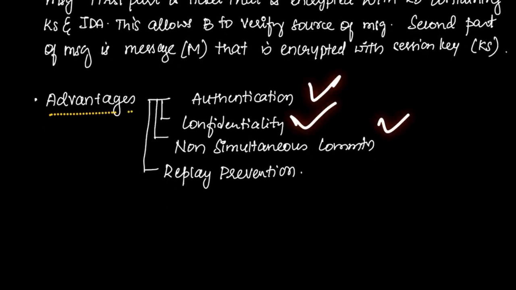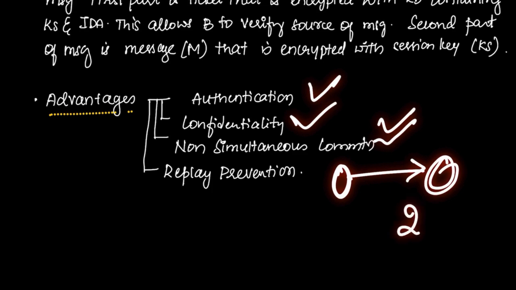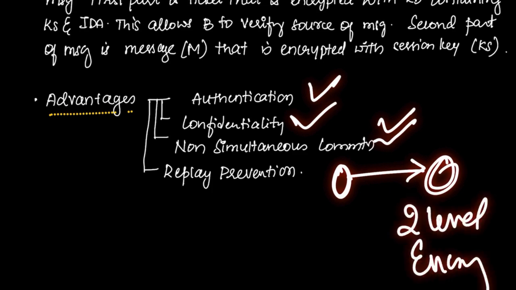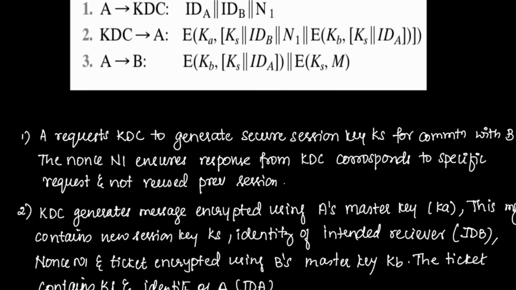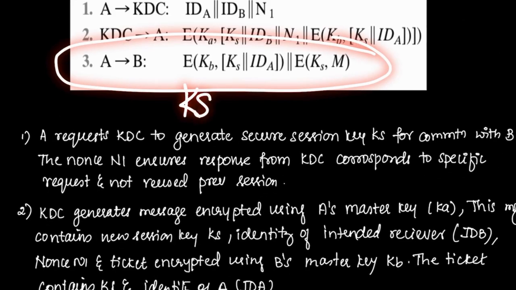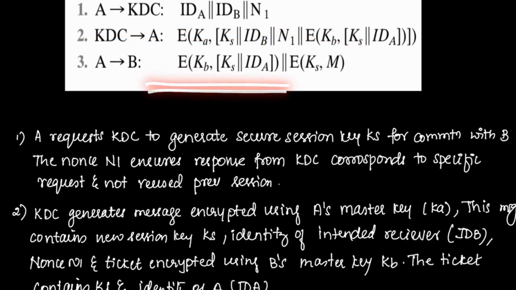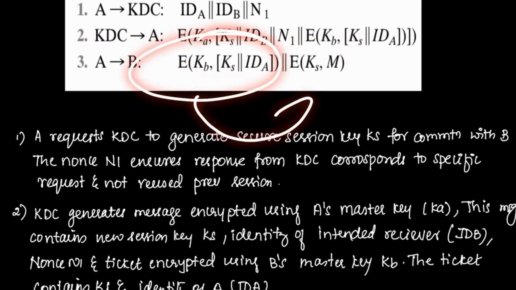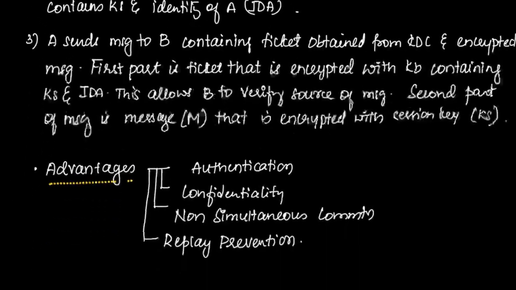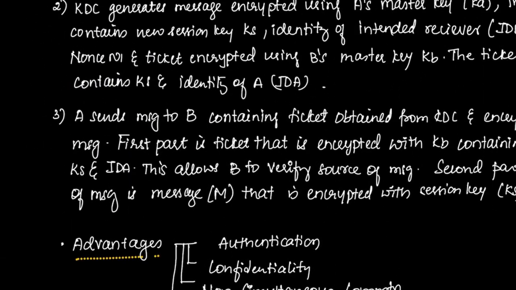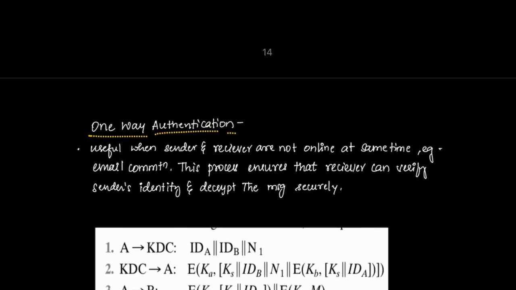Authentication, confidentiality, non-simultaneous communication. You have just sent the message. Here, two-level encryption is happening. In the third step, you can see two-level encryption is happening. Firstly, we are getting the session key, which you can get anytime. Only after getting the session key will you be able to decrypt the message and read whatever content is present inside it. So this was about one-way authentication.